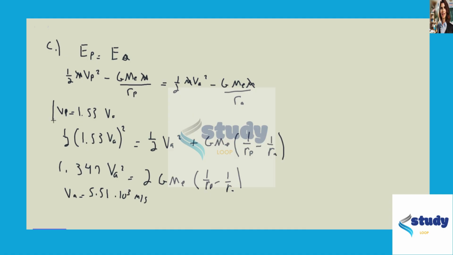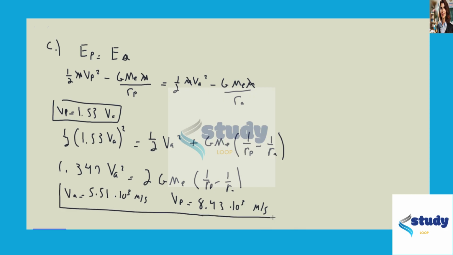And then using this relationship, then we find that Vp is 8.43 times 10 to the third meters per second. So there are our actual values for velocity, not just the ratio.